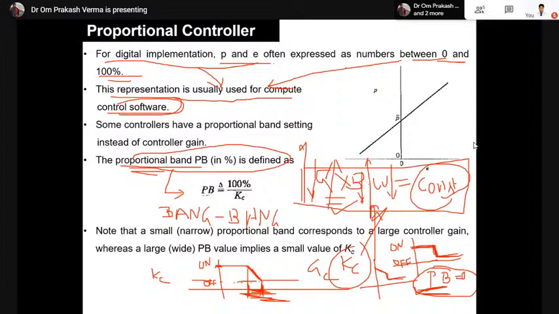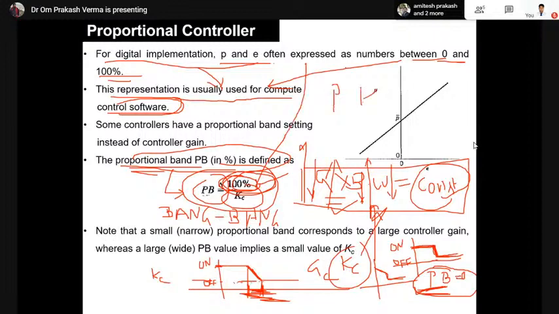If the gain should be very, very high, automatically the proportional band becomes very, very low. Okay, and the proportional band is given in terms of 100 by Kc. So the product of the proportional band and Kc is fixed. The manufacturer has defined these terms: PB into Kc.